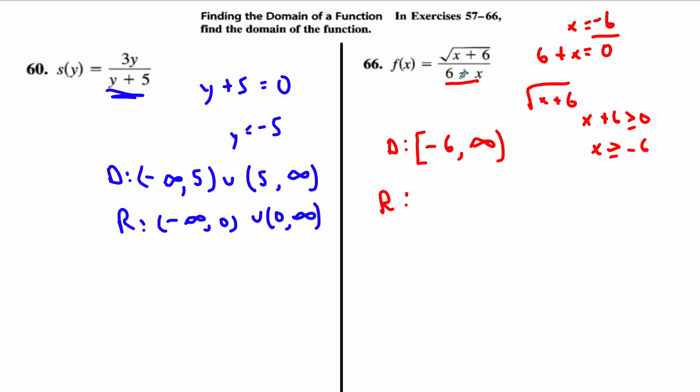Range. What is the lowest value this function could be? Well, if you plug negative 6 in, then what happens? Ooh, wait, I should not include negative 6. Bad. Because if I do include negative 6, what happens? I'm dividing by 0. So I'm not including negative 6. That's my start point. So anything like negative 5.999, that's fine, because otherwise the denominator would be a problem.